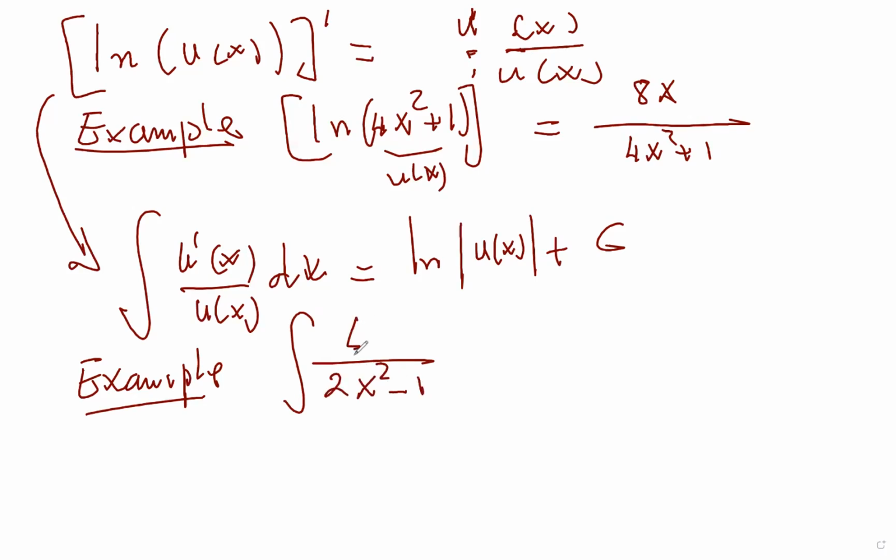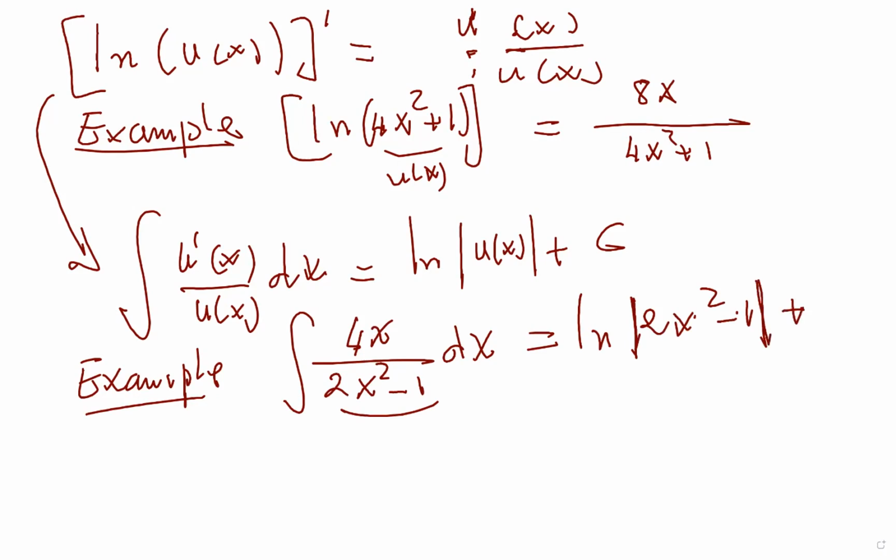Since I have 2x squared minus 1 in the denominator, the derivative of this is 4x. I made things easy to prepare the antiderivative. So this is equal to ln of the denominator with an absolute value, since I don't know if the denominator is positive or not, so I have to put this absolute value, plus a constant c, because the integral is indefinite.